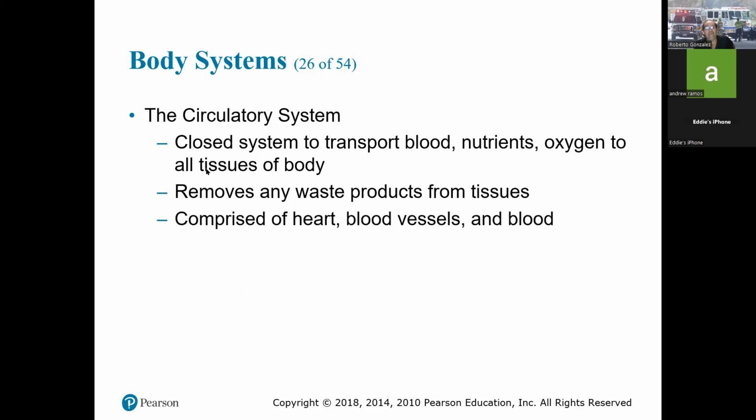Of course, the circulatory system: you have a closed system to transport blood, nutrients, and oxygen to all tissues of the body itself. It removes waste products from the tissues and gets rid of them through the respiratory system. It's comprised of heart, blood vessels, and blood. I was wondering why they put blood twice. I don't look at the commas.